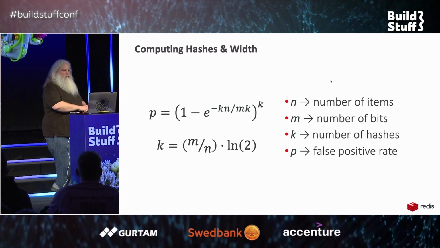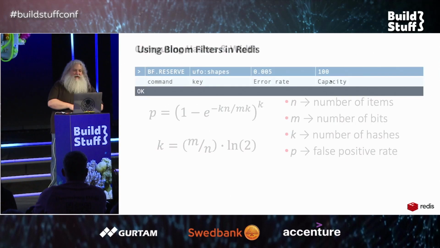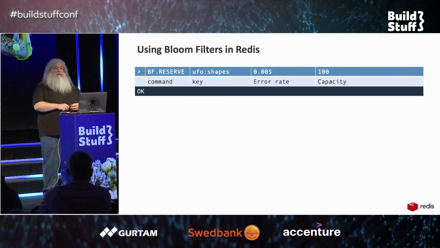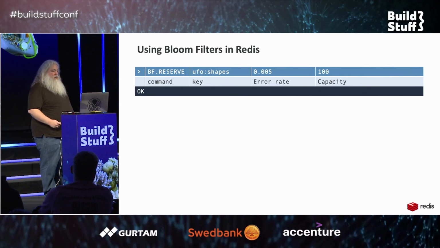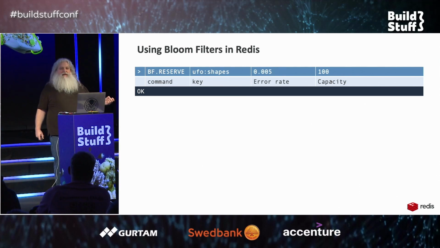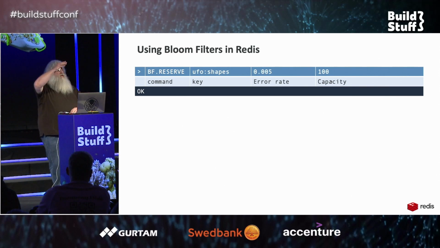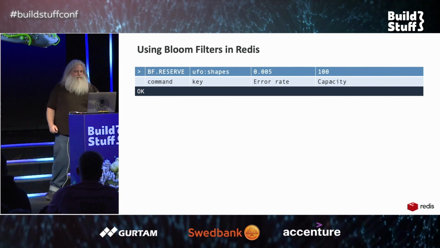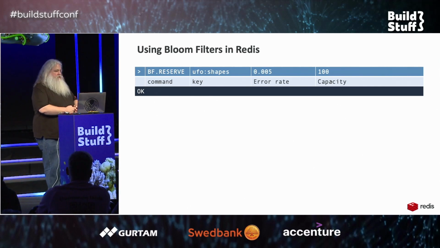So Redis has Bloom filters in it. They're very easy to use. There's a command called bf.reserve, which will set aside a Bloom filter for you. You can give it the error rate that you want, which is used to calculate how many bits and how many hashes it's going to use. You can give the capacity, which is also used to calculate that, and then you can just use it. And using it is very easy.